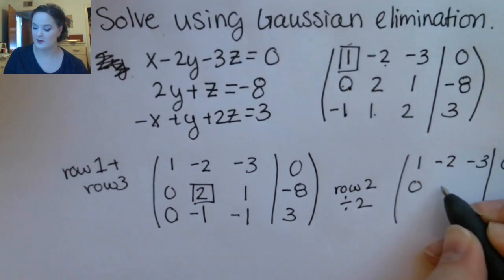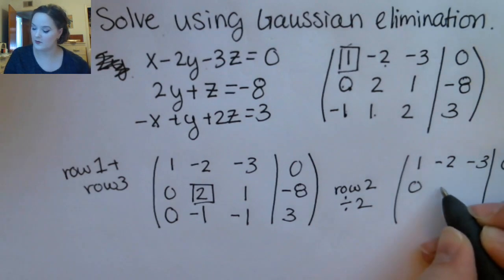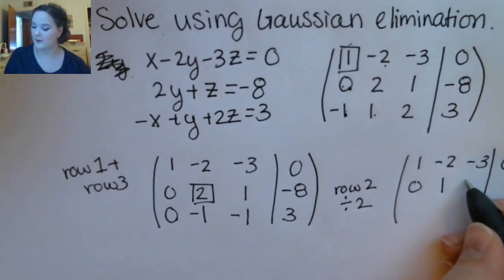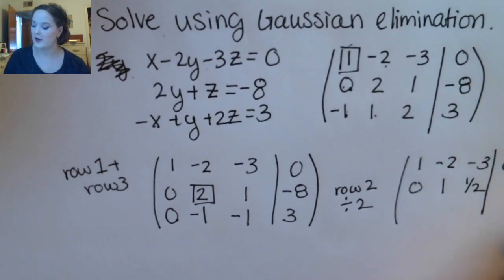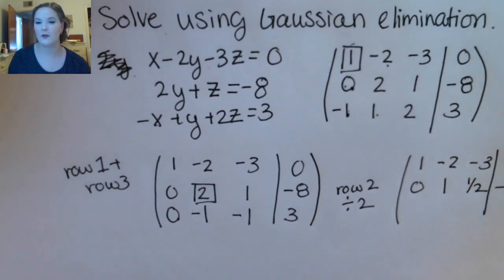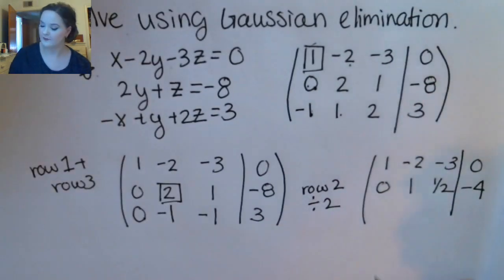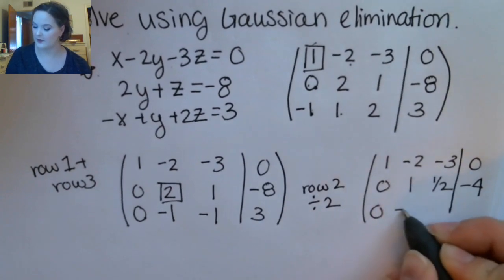Here I'm dividing by 2, so 0 divided by 2 is 0, 2 divided by 2 is 1, 1 divided by 2 is 1/2, and -8 divided by 2 is -4. And I'm not changing this row at all.